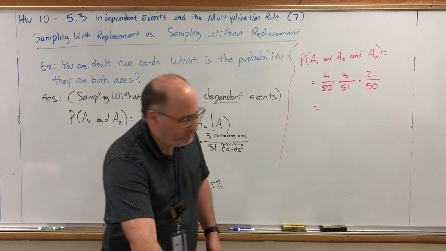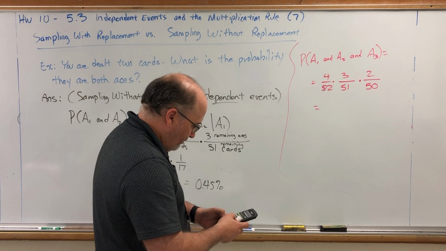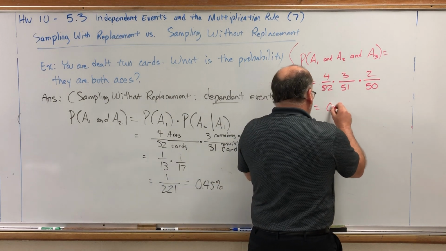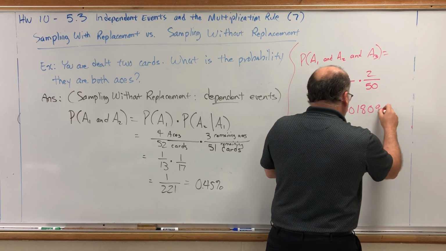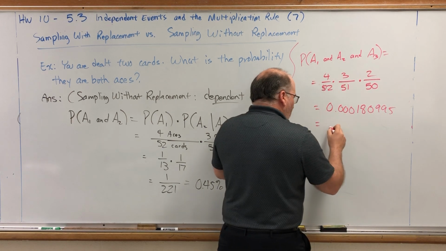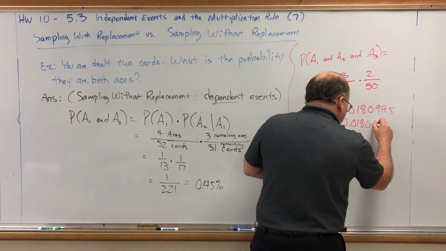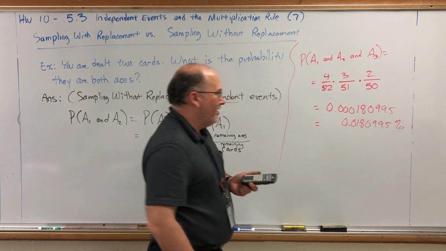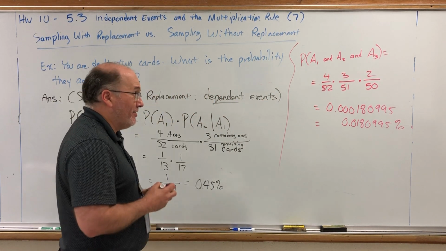That's even smaller. The probability of this happening is 0.000180995, or as a percent, 0.0180995%. So you can see it is highly unlikely that I'd give you 3 cards and they would be aces. It happens, it just doesn't happen very often.